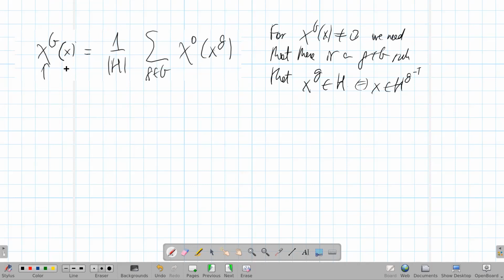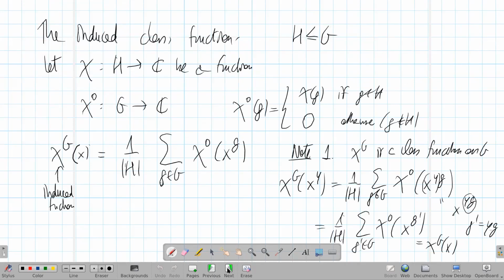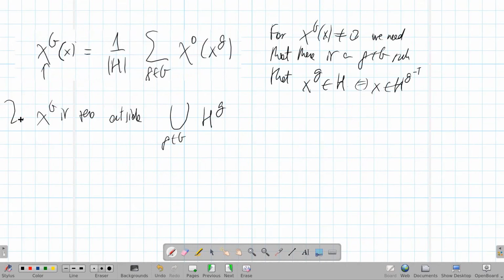So this is a function which is 0 outside the union. So chi G is 0 outside the union, let's say for g in G of H to the g. So it can only be different from 0 on the union of the conjugates of H. And that's point 2, okay, point 2.